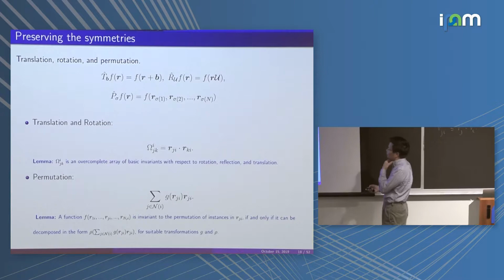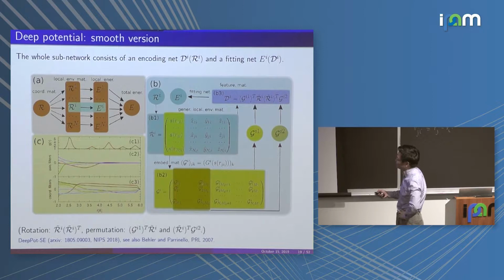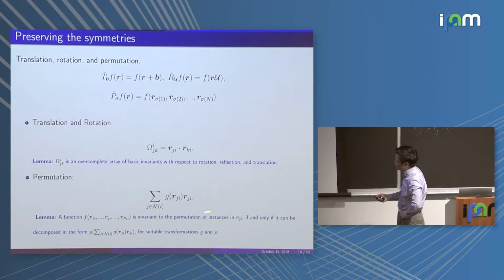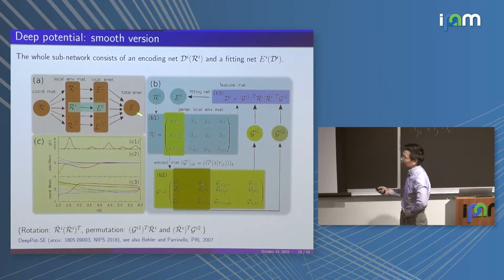So here's what's happening. This is a very dense, busy slide. I said for each atom, there's a subnetwork. For each atom, the input is just the neighbors of that little atom. But each subnetwork has two parts. One is the encoding part, one is the fitting part. The encoding part generates many, many functions of this quantity. So therefore, the output of the encoding part are symmetry preserving quantities. And we make sure that there's enough of those. And the fitting part is the neural network that fits the energy and the force. So that's what's going on in this slide.